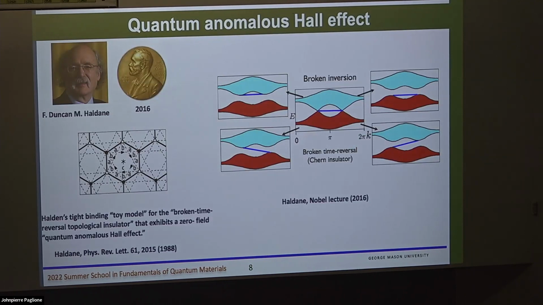And in his Nobel lecture notes, he even mentioned that it was completely fictional at that time, because there was no indication that people could make this single layer of graphene. He was making his toy model based on graphene. And what's interesting in his toy model is that if he can break the time reversal symmetry in the system, and this little arrow he puts is a magnetic dipole there, right?